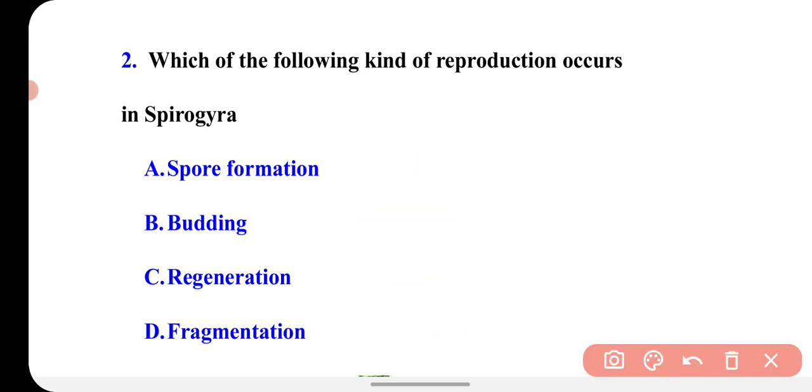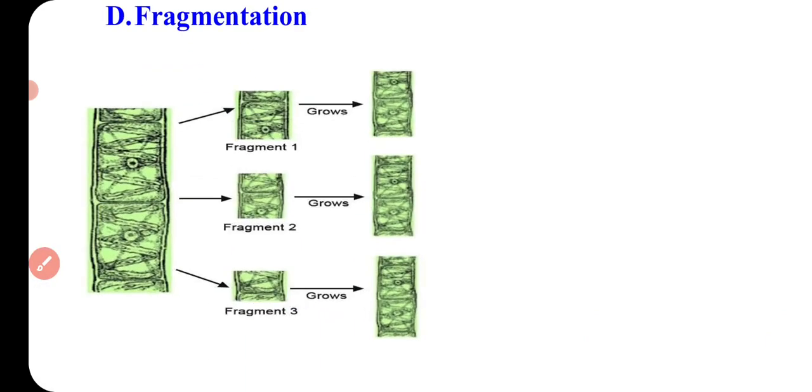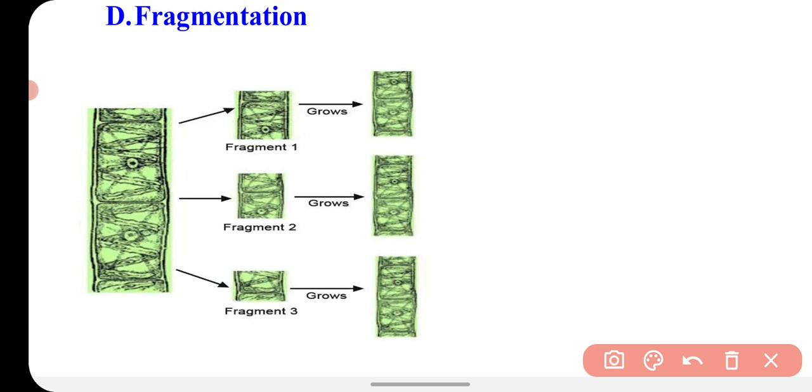You have studied that Spirogyra develops into new individuals by the process of fragmentation, right? Because its body is filamentous, and when its body is divided into several fragments, like here you can see fragment 1, fragment 2, fragment 3, then all the fragments are able to develop into a new body. You can see it grows. These fragments can grow into a complete organism. So in Spirogyra, the mode of asexual reproduction is fragmentation.